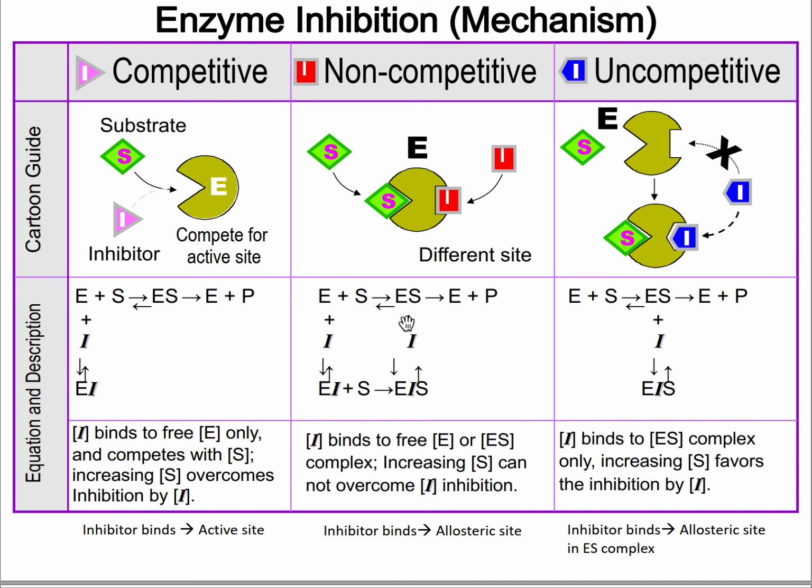So the reaction rate will be decreased or stopped. Here inhibitors can bind free enzymes or enzyme substrate complex. Increasing substrate cannot overcome the inhibition, because here the inhibitor binds with the allosteric site. Now the uncompetitive inhibitor: here inhibitors can only bind the enzyme substrate complex. Increasing substrate favors the inhibition by inhibitors, because if you increase the substrate concentration, it will form enzyme substrate complex, and the inhibitor binds with the enzyme substrate complex.